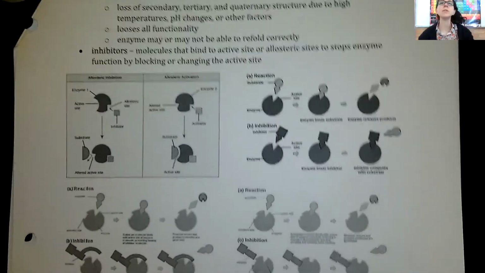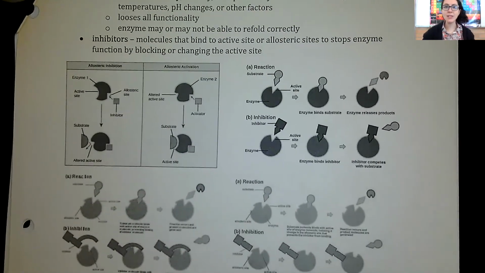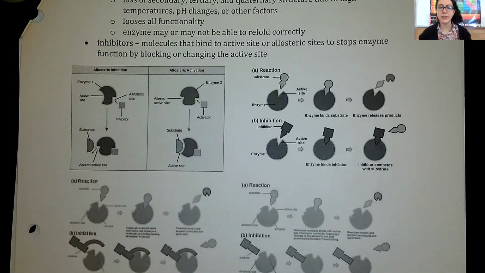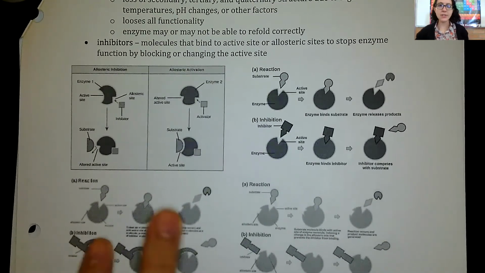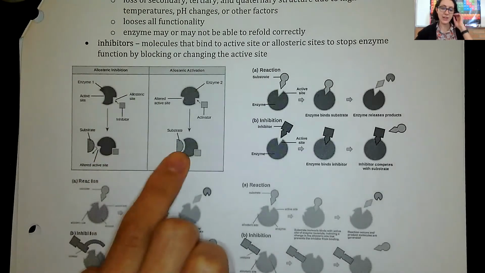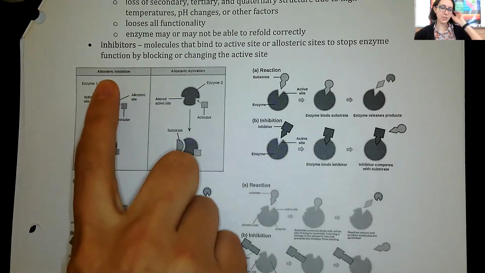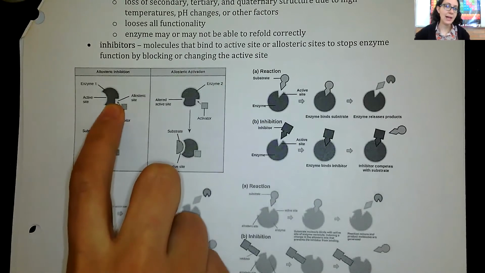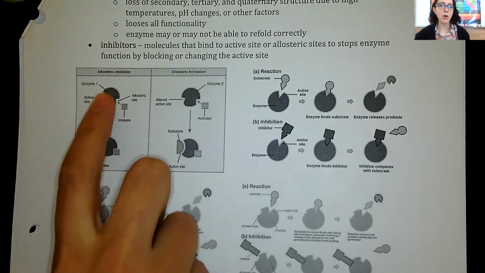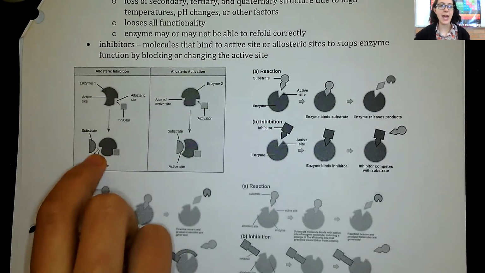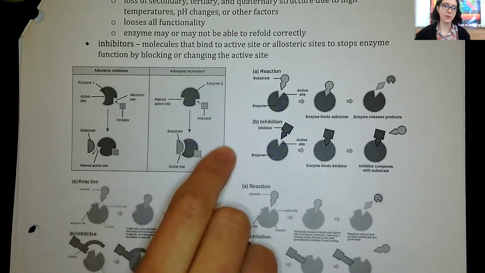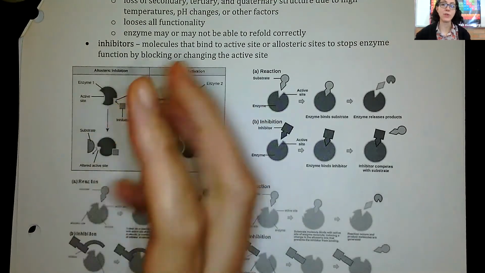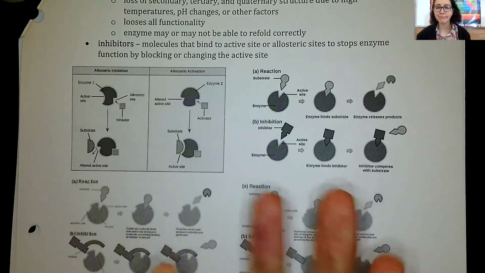Inhibitors are molecules that bind to the active site or allosteric sites, which makes the enzyme stop working. So here's an example, really cool. There's also activation. Allosteric inhibition means that something will bind to an allosteric site, which will alter the shape of the active site. Over here, it's the opposite, where an activator has to be added before the enzyme will function properly.